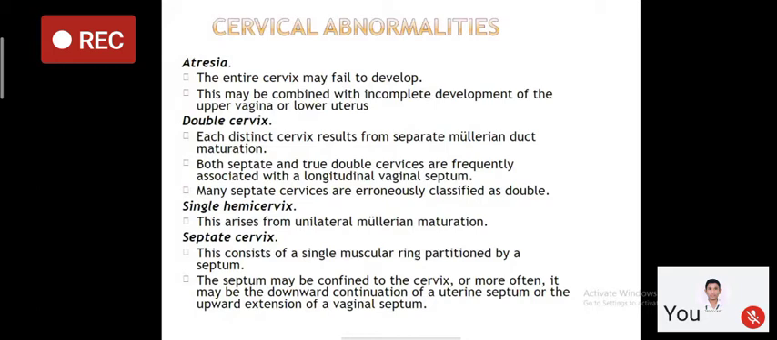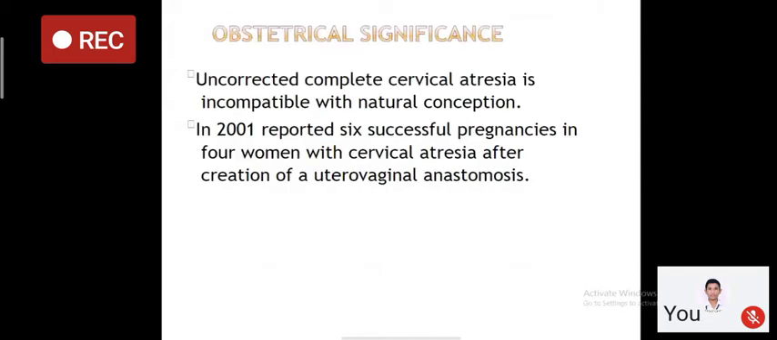What is septate cervix? This consists of a single muscular ring partitioned by a septum. The septum may be confined to the cervix, or more often it may be the downward continuation of a uterine septum or the upward extension of a vaginal septum. So, what is the obstetrical significance of this?